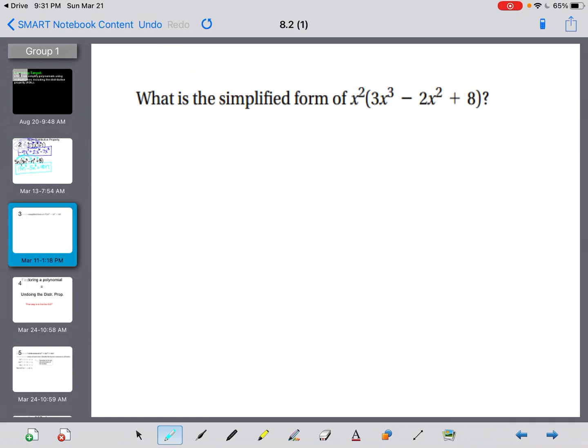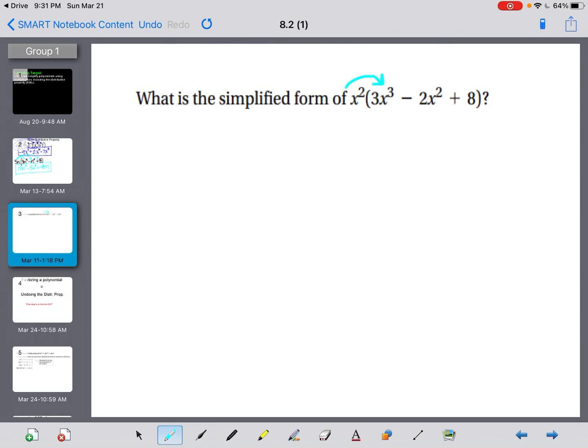Awesome. Okay, last one before we start working backwards. What is the simplified form of x to the second power times 3x to the third minus 2x to the second plus 8? This is a great place for you to pause, try it on your own, come back and see if we get the same answer.